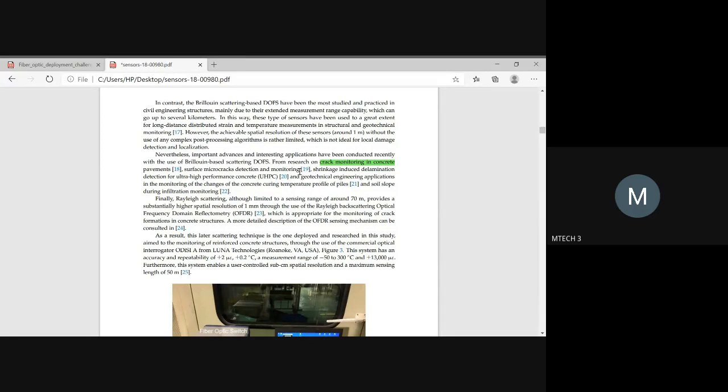Similarly, apart from this, many high performance concrete materials are being used. What are the geotechnical engineering applications, and how is it being used in monitoring concrete structures? All these things are analyzed by different research papers. Here are the citations given of different researchers. If you go through these research papers, you will come to know exactly how they have analyzed.